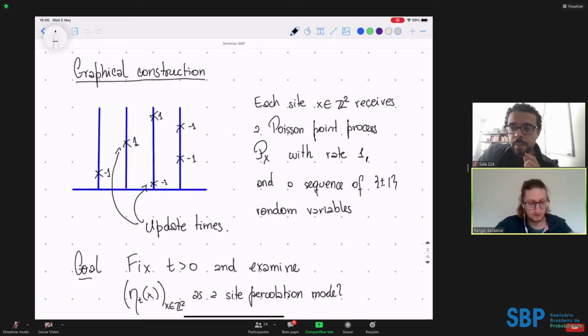I'm going to talk a little bit about the graphical construction of the model because it's going to be useful for us later.